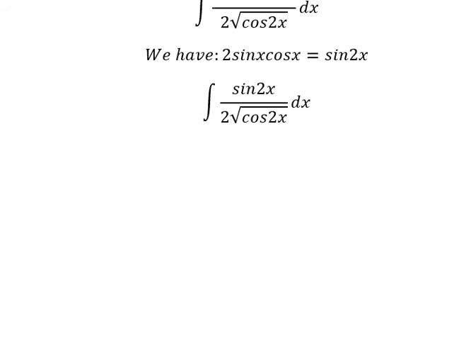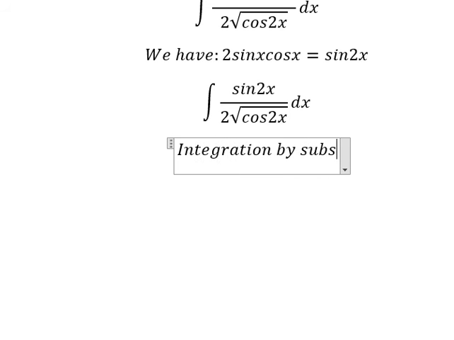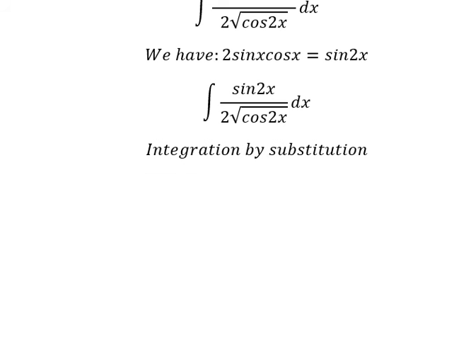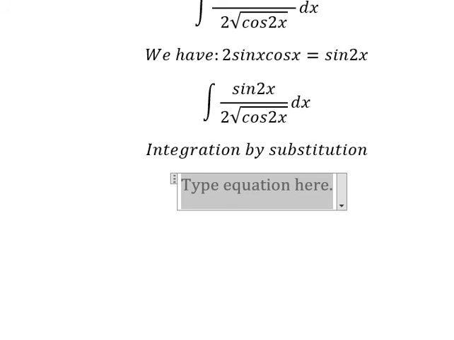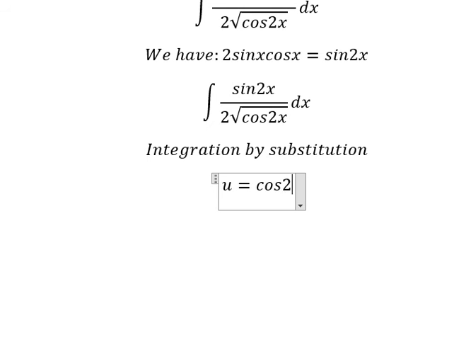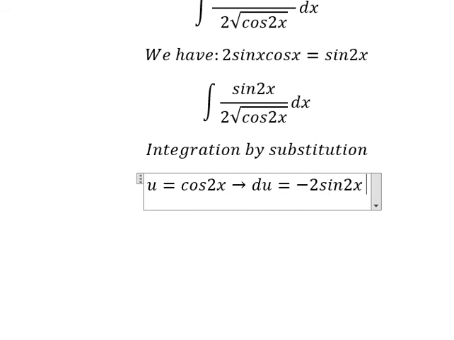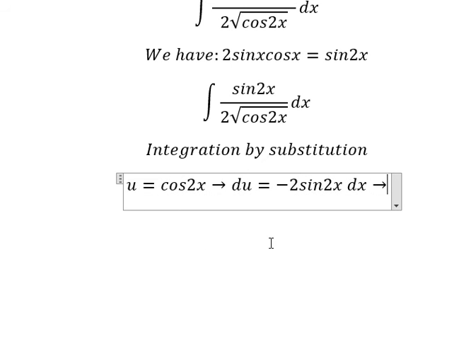Now, we can use integration by substitution. So I will put u equals cosine 2x. Later we take the first derivative of both sides, and you get du equals negative 2 sine 2x dx. Next, because we don't have negative 2, we need to divide both sides by negative 2.